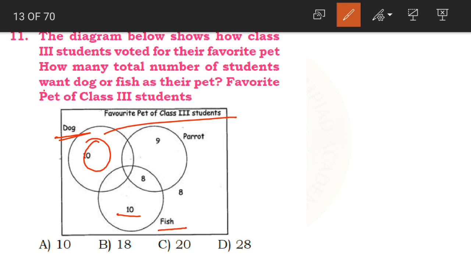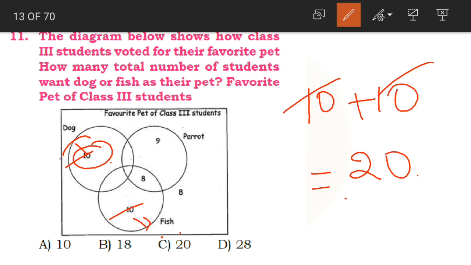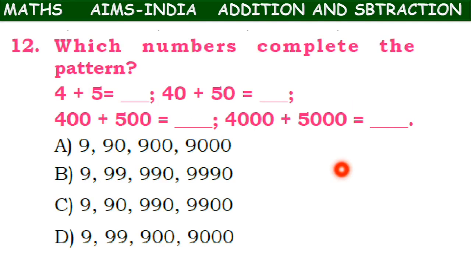So we need to find out how many want either dog or fish. So dog is also okay, or fish. So dog or fish means what? We need to add these two. 10 plus 10 is 20. If I say 10, it means these children want only dog as their pet. Again here 10 means only they want fish as their pet. Now dog or fish. Of these 20 people, few want dog and few want fish. So this 20 becomes our answer, that is option C.